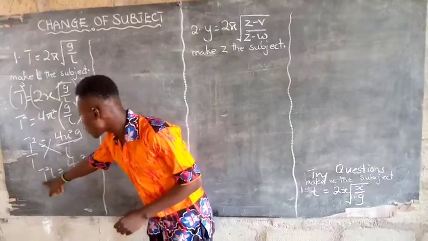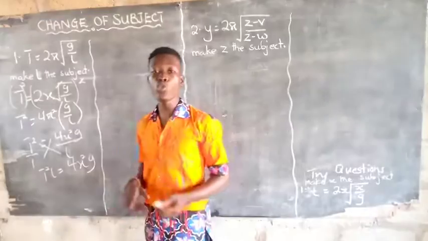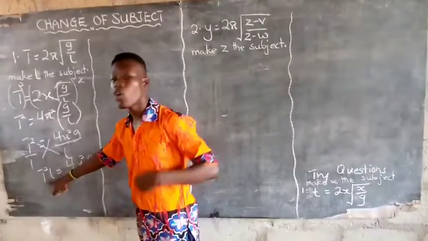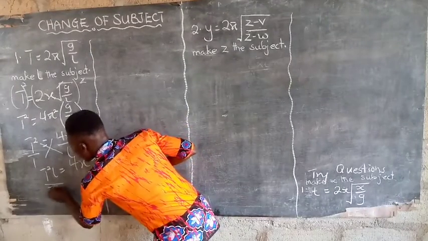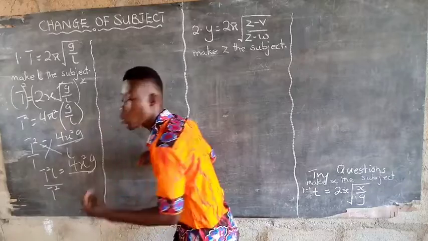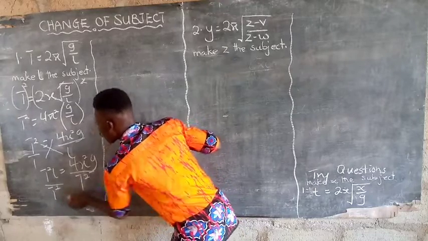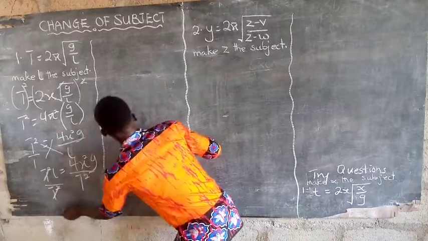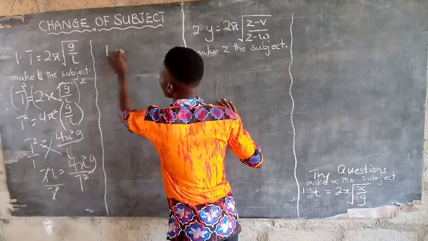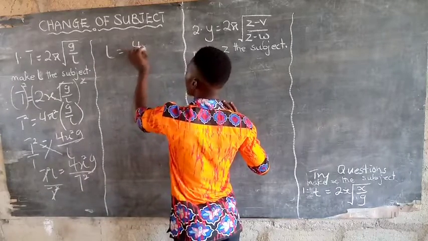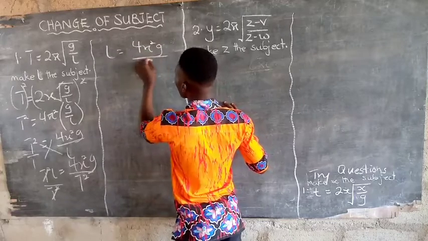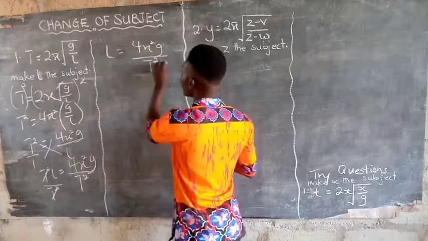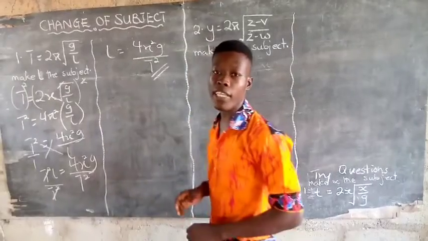So the one that is closer to the L is the T squared. So what we do is eliminate the L from the T squared. Doing so, we will divide both sides by T squared. So T squared cancels T squared. Now we will have our L equal to 4 pi squared G all over T squared. And there we go. So this is our final answer.